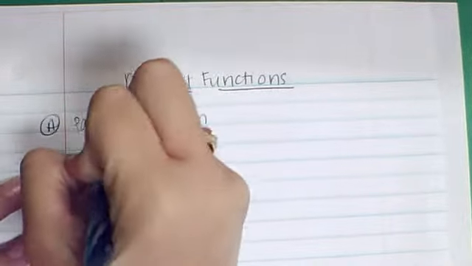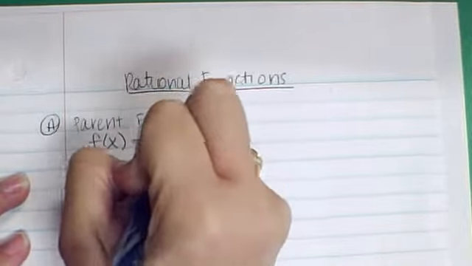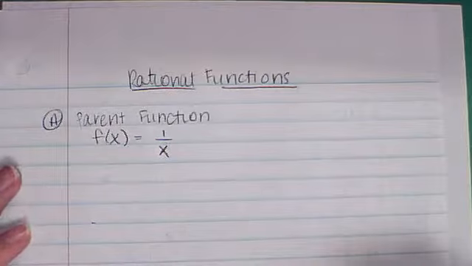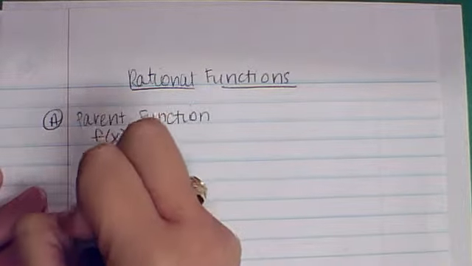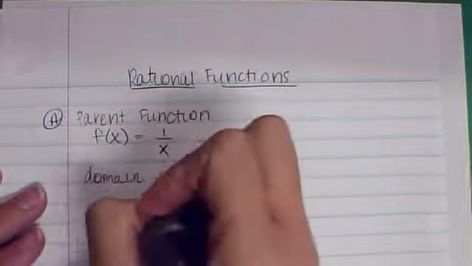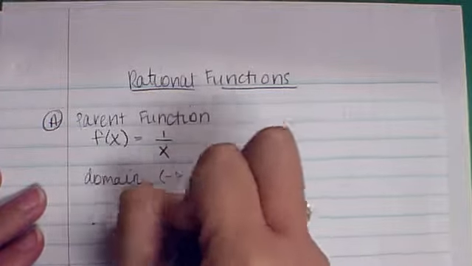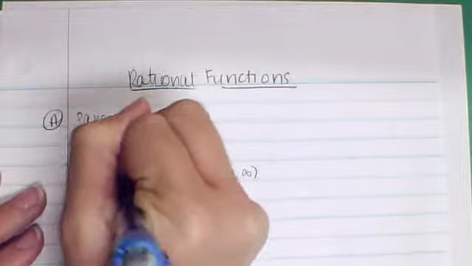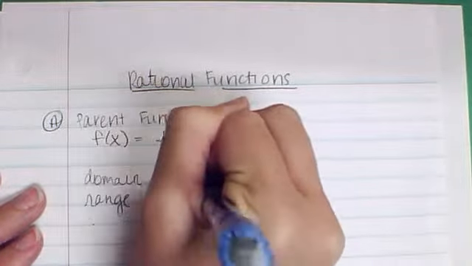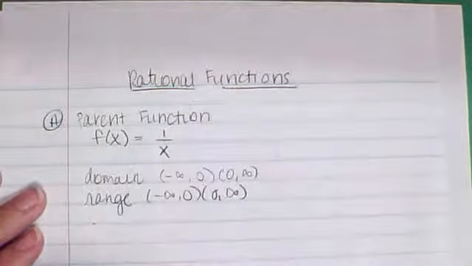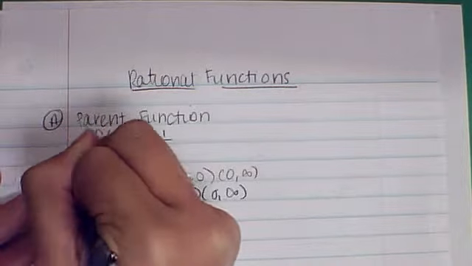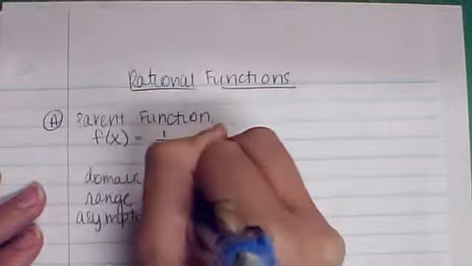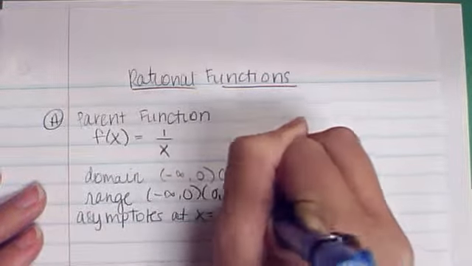Which is f of x equals 1 over x. And when we covered parent functions at the beginning of the year, we did not include this one, so that's why we're going to go back and go over it now. Its domain, normally, for the parent function, is from negative infinity to 0, and from 0 to infinity. Its range is from negative infinity to 0, and from 0 to infinity. And it has asymptotes at x equals 0 and y equals 0.